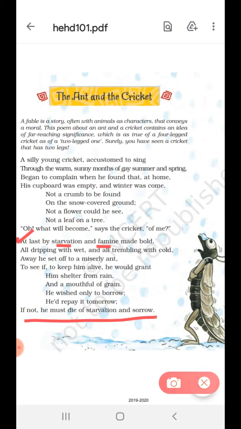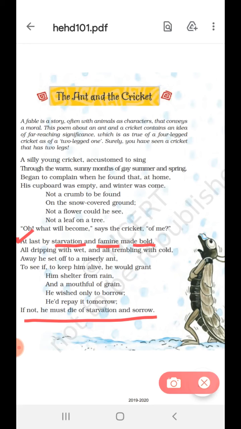Okay. So here the cricket, having saved no food for the future, began to wonder what will happen to him if he did not get anything to eat. He would have to starve without food if he did not do anything now. Okay. So now he says that I would starve. Starve means tarapna. Okay. At last, by starvation and famine. Famine means lack of food. Famine made bold. Made bold here means he gathered strength.